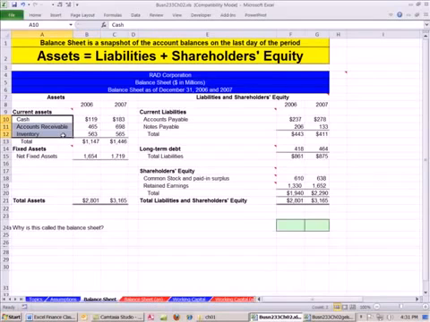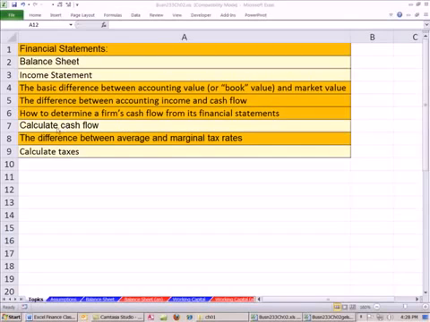Now this is very important. In particular, in the last couple of videos we'll talk about calculating cash flows from financial statements. Accountants do accrual accounting, which does not necessarily reflect cash flow. So we, as finance people, need to calculate cash flow from financial statements. And we'll talk about the difference between average and marginal tax rates. All right, first we'll take a look at the balance sheet.